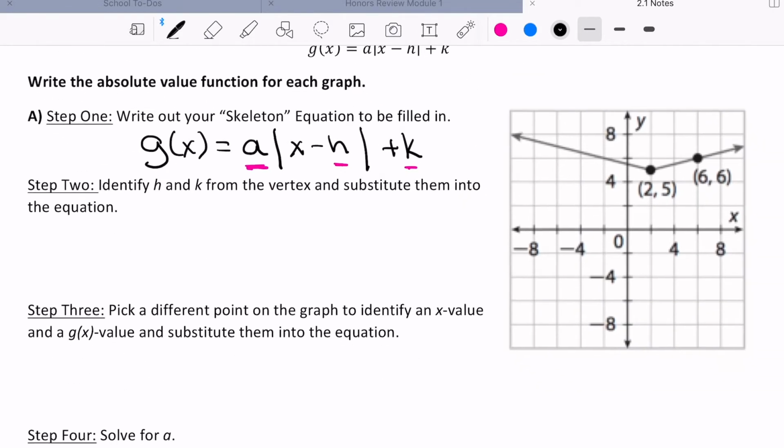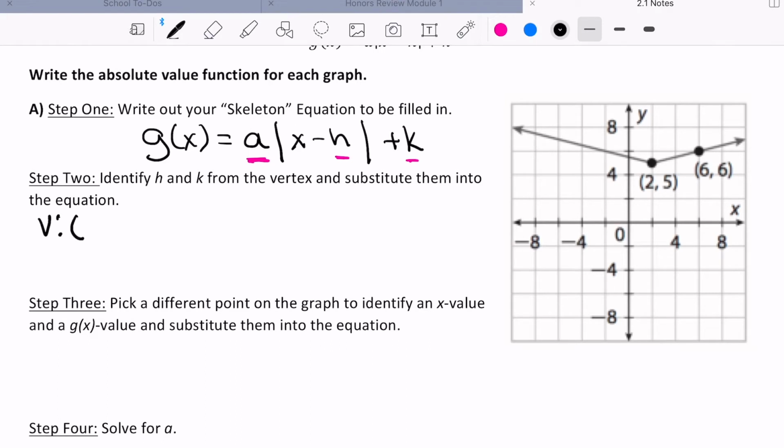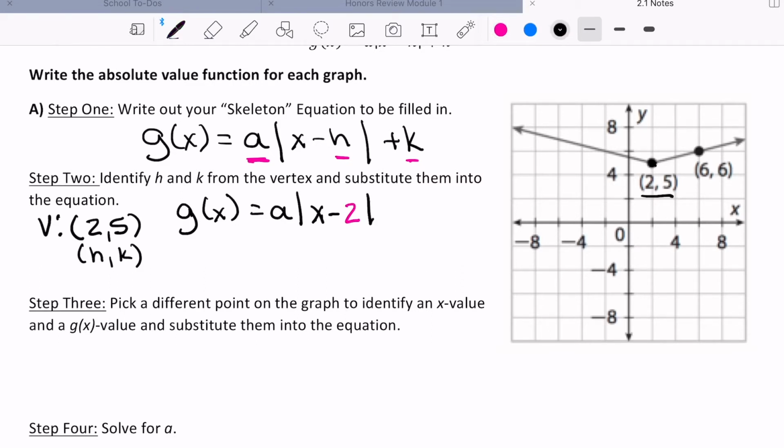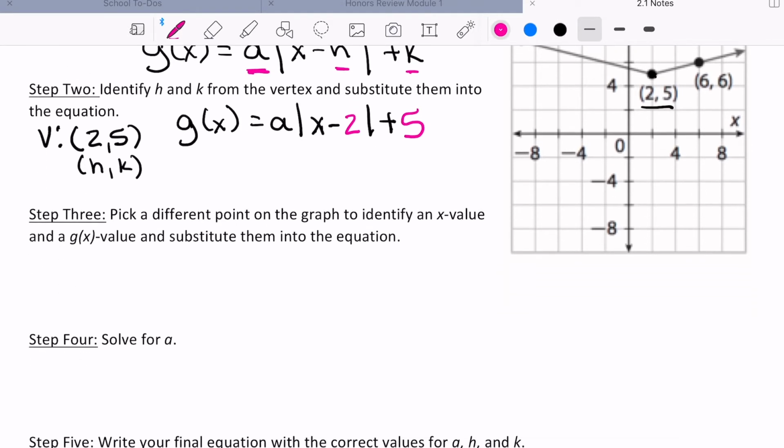So identifying our vertex, our vertex is located at (2, 5), which means this is our h and k values. We can go ahead and substitute them. So g of x equals a times the absolute value of x minus h, which is 2, plus k, which is 5. Step 3 is to pick a different point on the graph to identify an x value and a g of x value and substitute them into the equation.